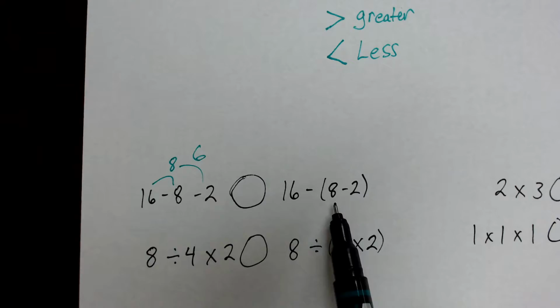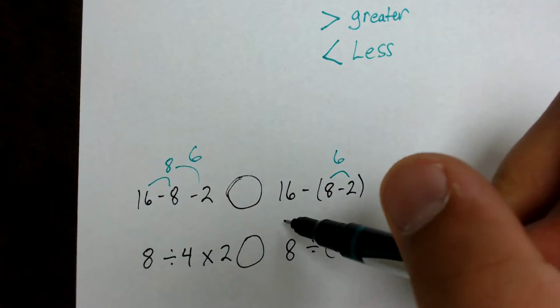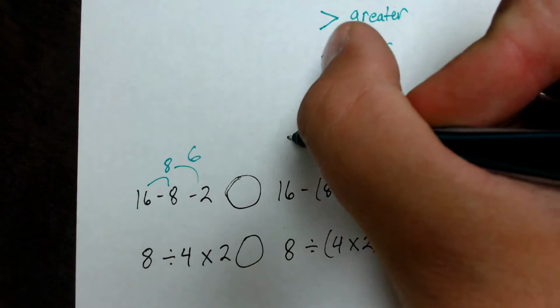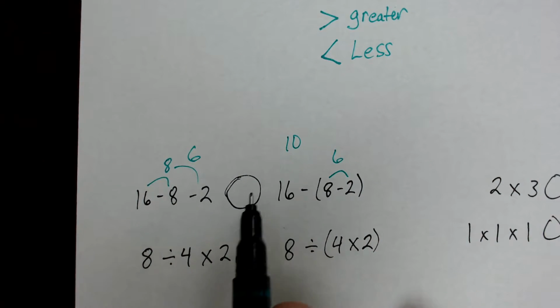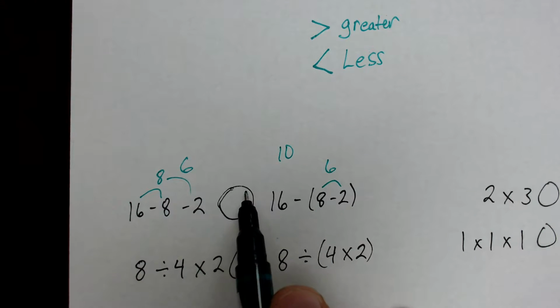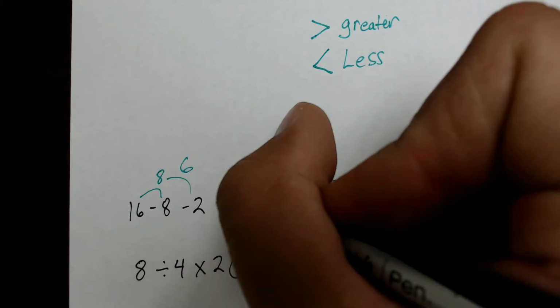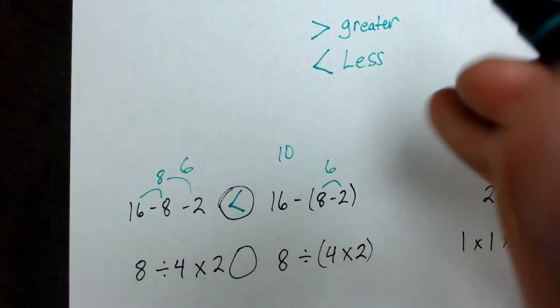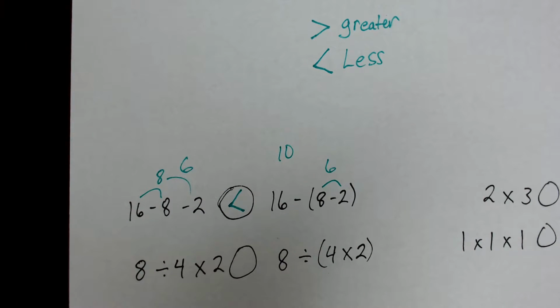The right side, I have to work with the parentheses first. So I do 8 minus 2, which is 6. Then I take 16 minus 6, which gives me 10. So which number is greater, 6 or 10? Well, 10 is greater, so I'm going to put a less than symbol, or I'm going to make sure that the wedge is trying to consume the 10. So when we're done, this is read as 6 is less than 10.